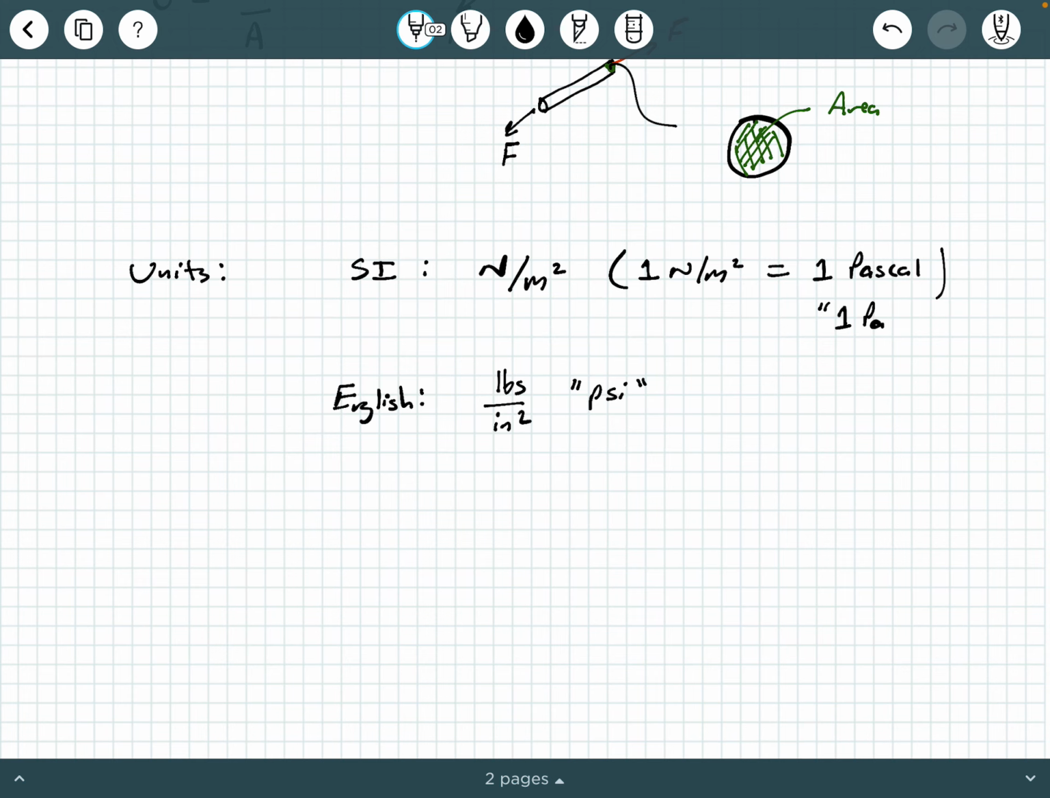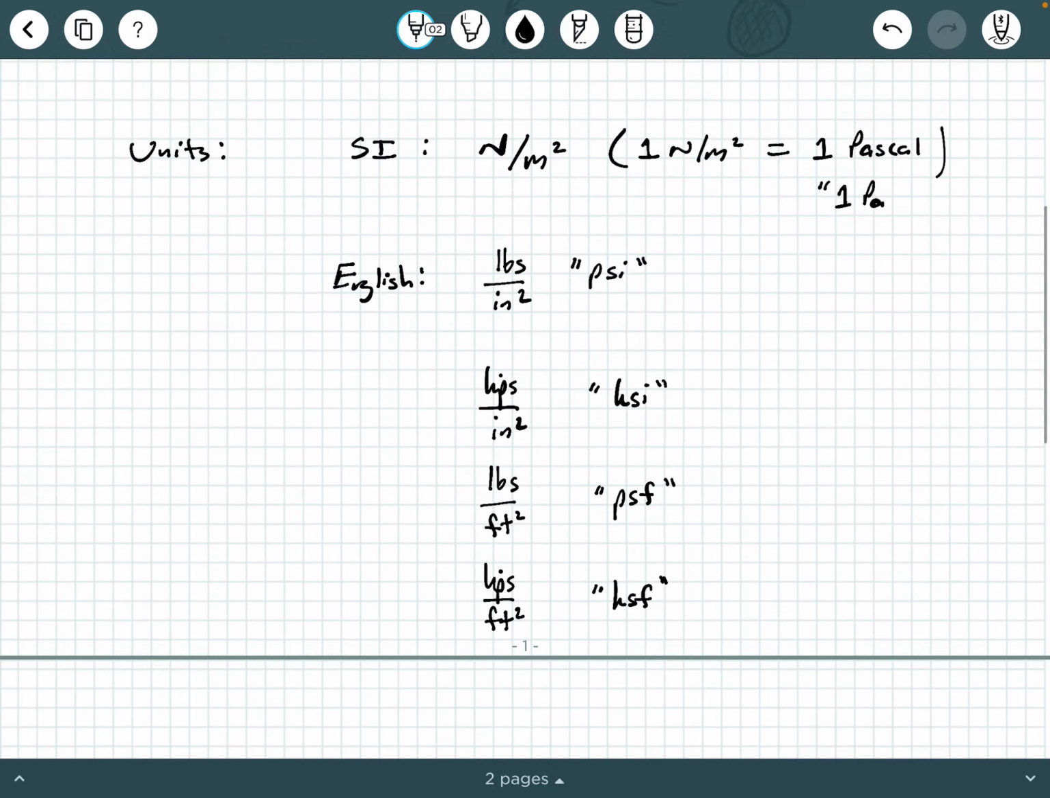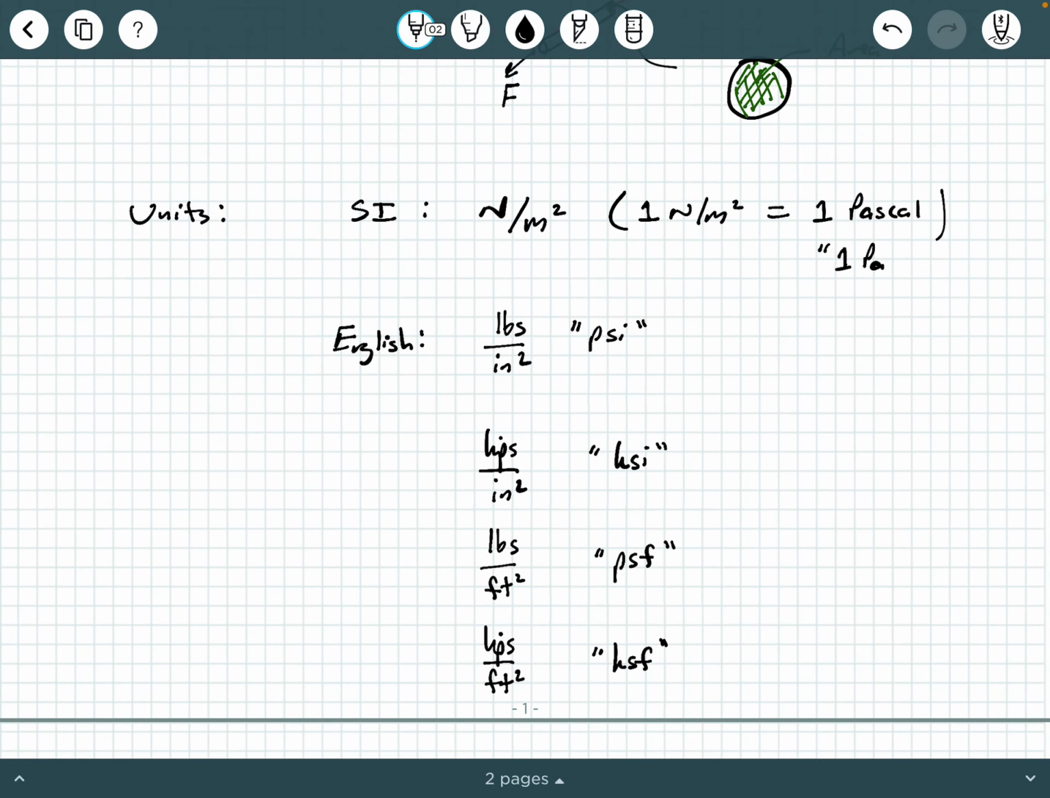You could also have kips per square inch, which would be abbreviated as KSI. In English units, you could also encounter pounds per square foot, which we abbreviate as PSF. You could have kips per square foot, which we'd abbreviate as KSF. And then we also sometimes encounter tons per square foot, which would be abbreviated as TSF.